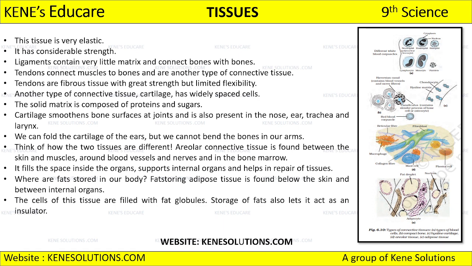Okay, and then another type of connective tissue, after we have studied blood and bone, is the cartilage. And always remember that the ears that we have are the only cartilage which is very smooth, and you can even fold it, right? We can fold the cartilage of the ears, but we cannot bend the bones in our arms. So think of how the two tissues are different.